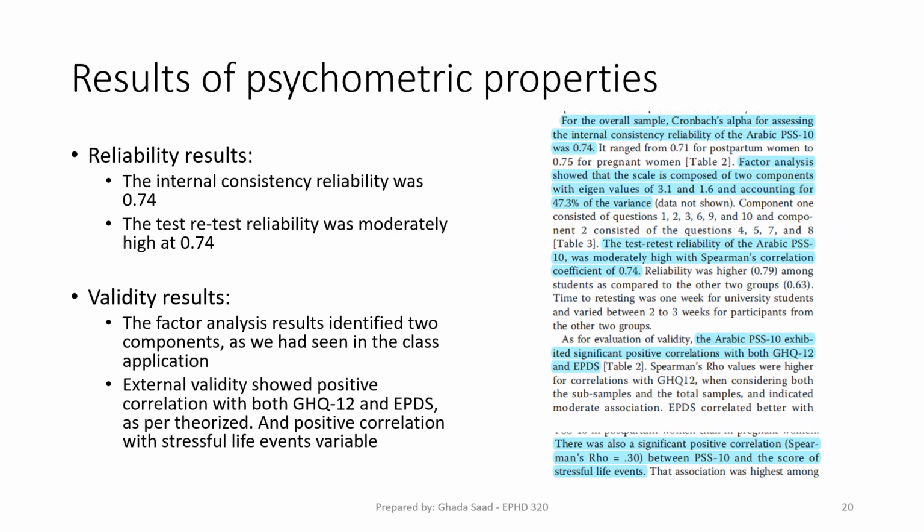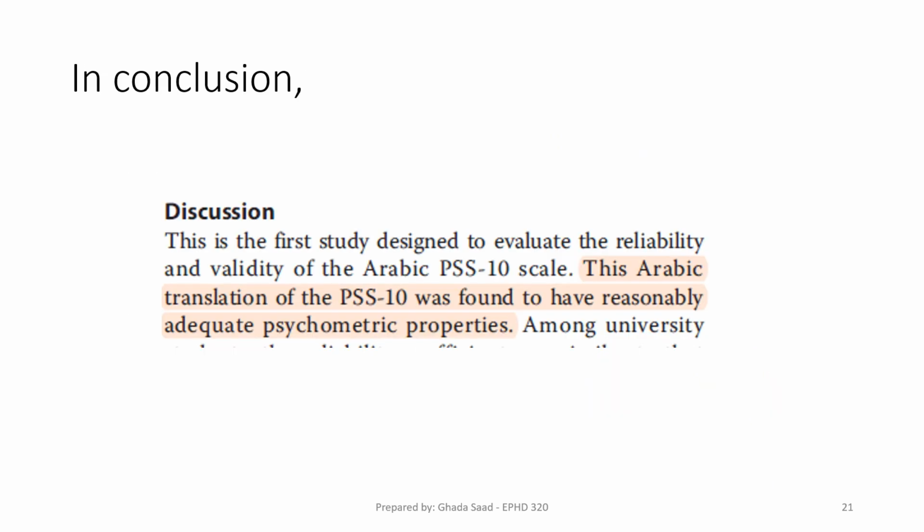In summary, the psychometric results are shown here, highlighted in blue. And the authors conclude that these results led to the conclusion that the Arabic scale was found to have reasonably adequate psychometric properties.